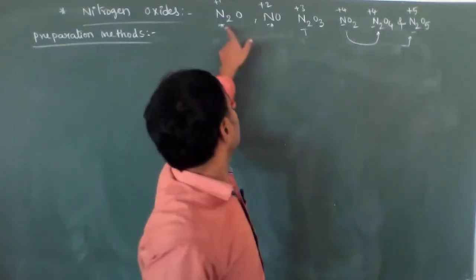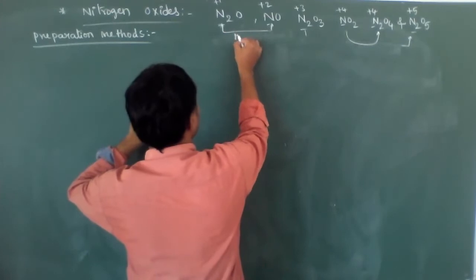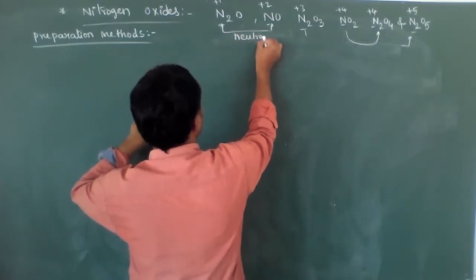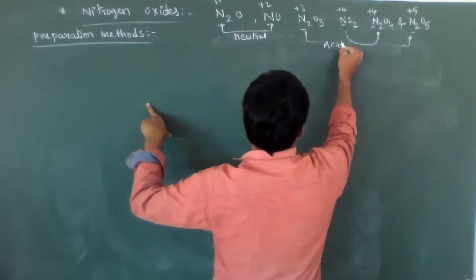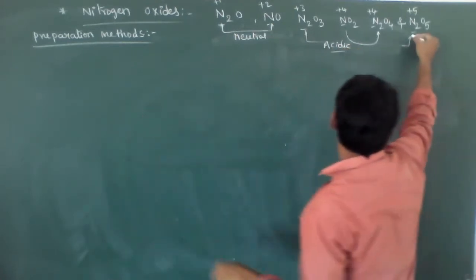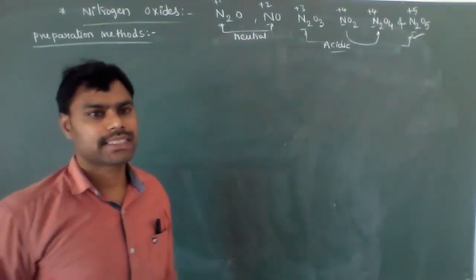Among these, N2O and NO are neutral. These are the neutral oxides. The remaining are all acidic. Among these, which is more acidic? N2O5 has the most acidic character.